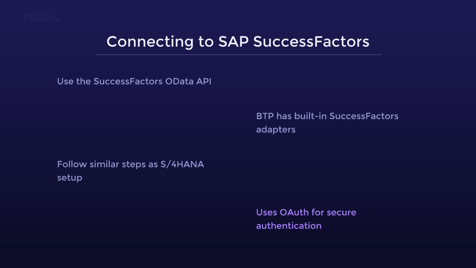Uses OAuth for secure authentication. This means instead of sharing passwords, SuccessFactors issues a temporary, secure access token to BTP. For example, when BTP fetches employee data for reporting, it presents this token to verify its identity. This ensures only authorized systems can connect, keeping your HR data protected at all times.